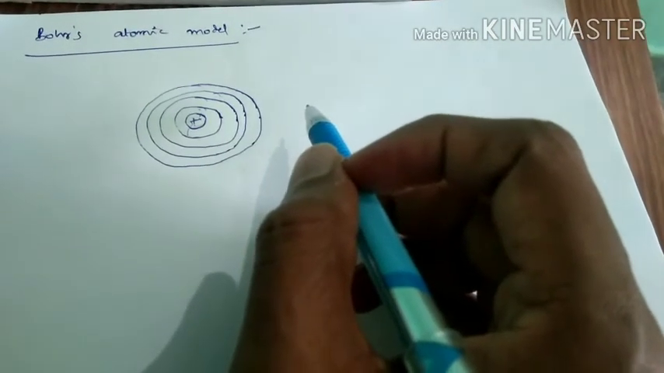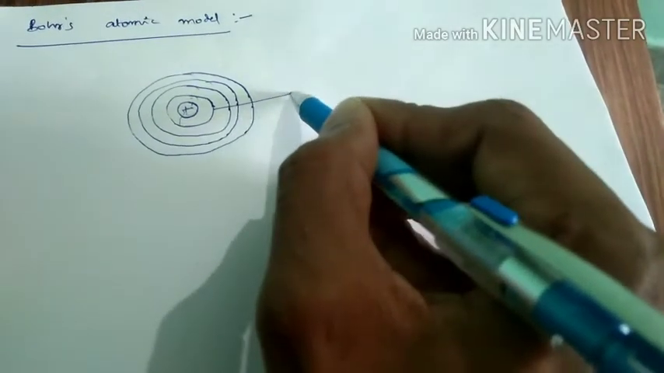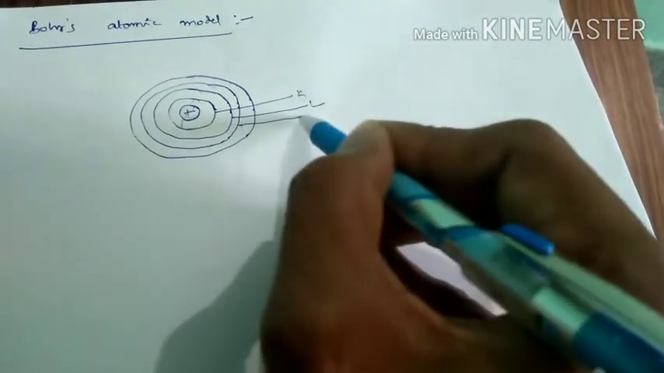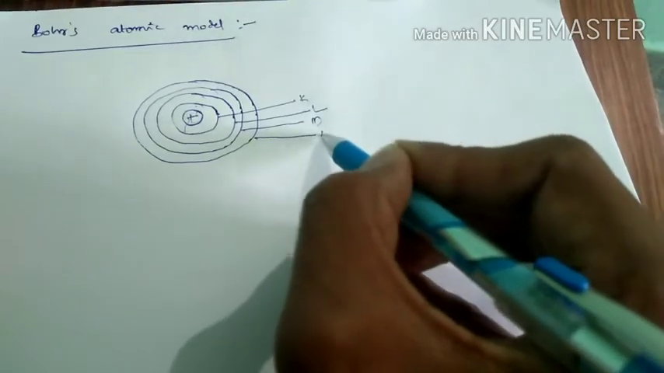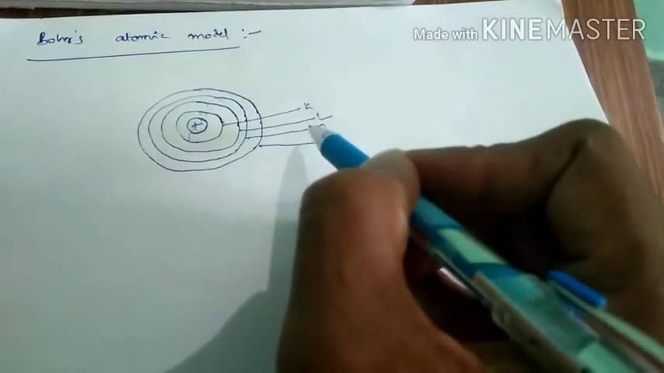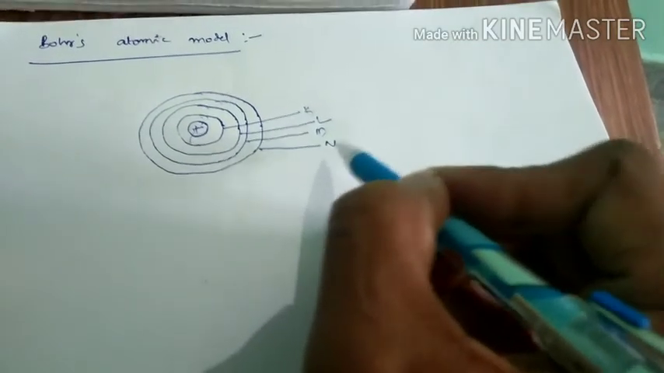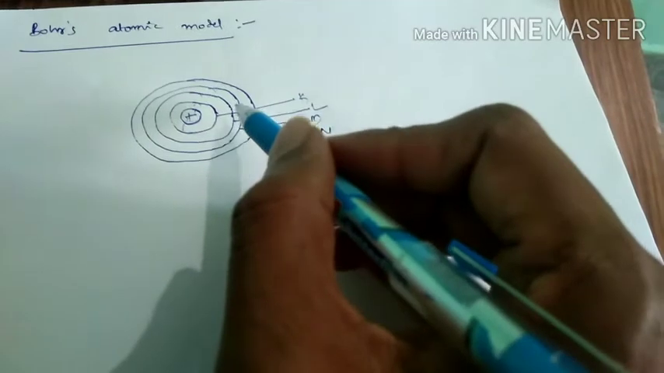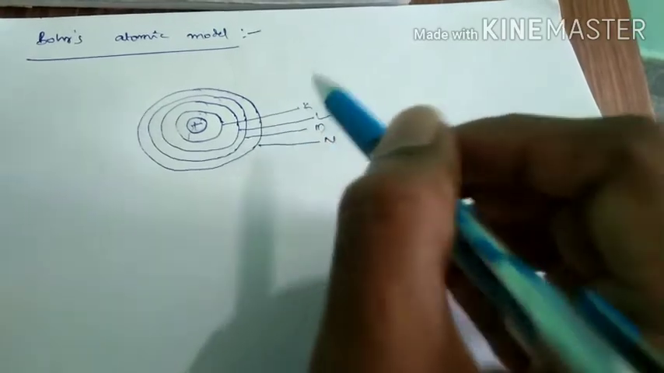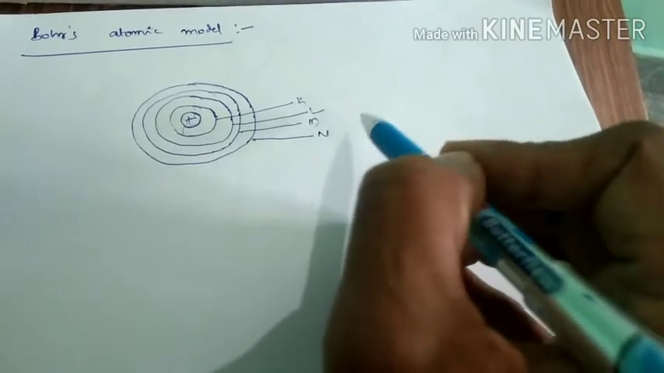Second point, these orbits are represented by letters. This is the first orbit, represented by K, this is the second orbit, represented by L, this is the third orbit, represented by M, this is the fourth orbit, represented by N. So these orbits are represented by K, L, M, N and so on. Why should we say so on? Because an atom contains so many orbits. Infinite orbits are there in any atom. That is why we say K, L, M, N, and so on.